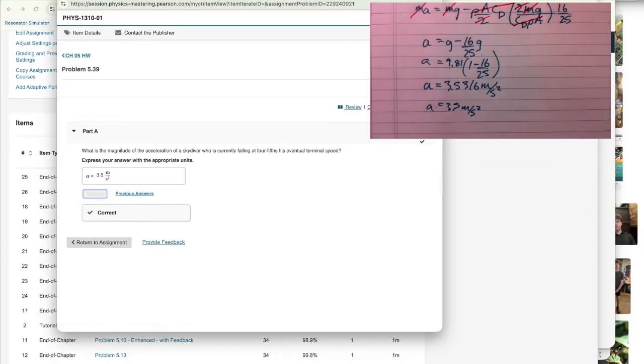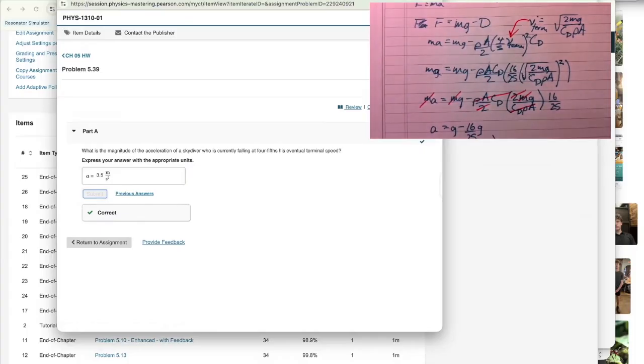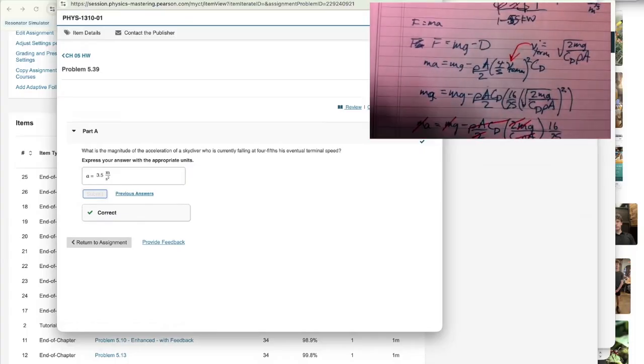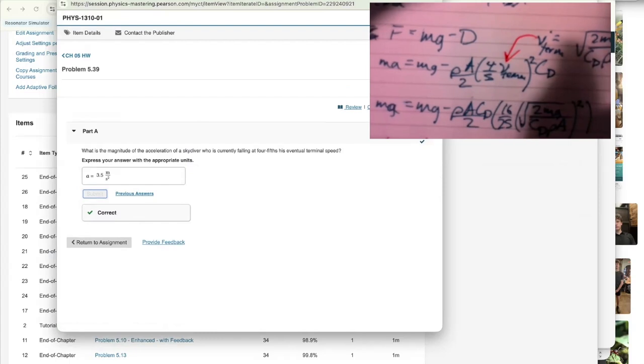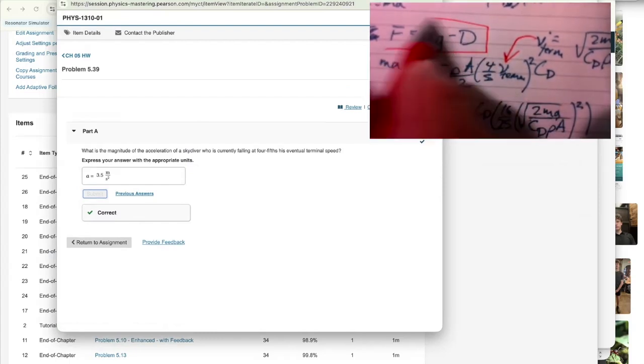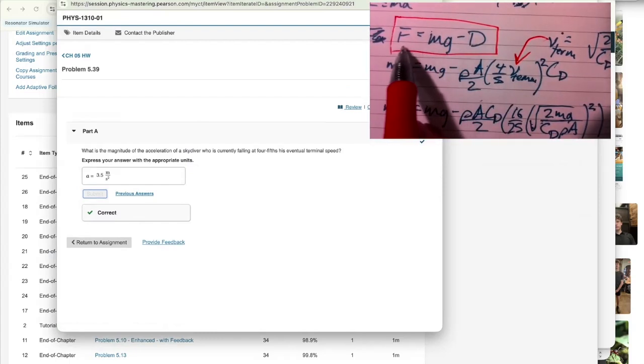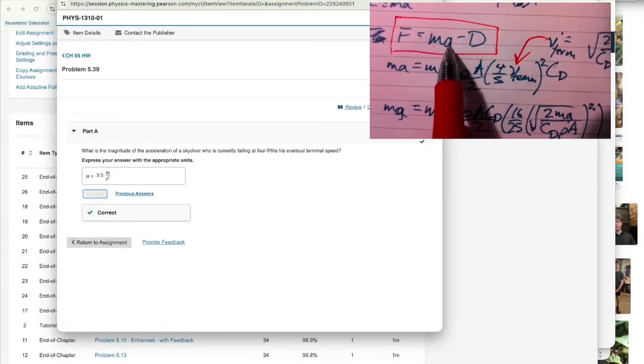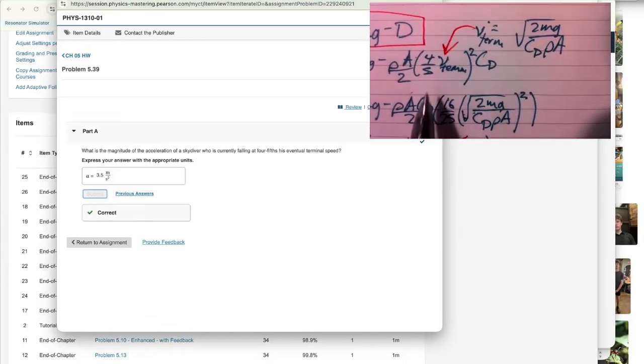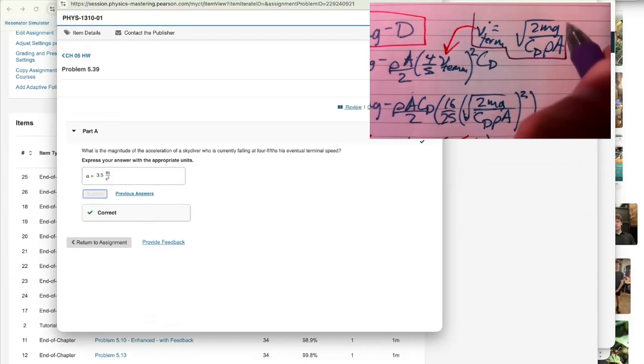All right, so what do we do here? Well, go back and review. We started by writing down my equations for force. We identified all of the forces acting on the skydiver. That was his weight caused by gravity minus the force of drag. We put in our formula for drag here, and then we added the velocity, which is 4/5 of its terminal velocity, and we used the expression for terminal velocity over here.